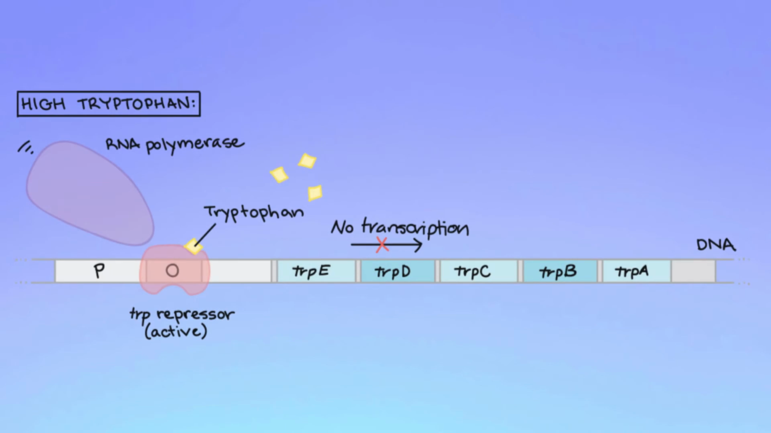When tryptophan is present, it will act as a co-repressor and bind to this repressor protein. The repressor will then be activated and bind to the operator region of the operon. This will block RNA polymerase from transcribing all five genes which encode enzymes that synthesize tryptophan. On the other hand, when tryptophan is absent, nothing will happen to the repressor. As a result, the repressor will not bind to the operator and transcription will continue smoothly. The five enzymes will then synthesize tryptophan.